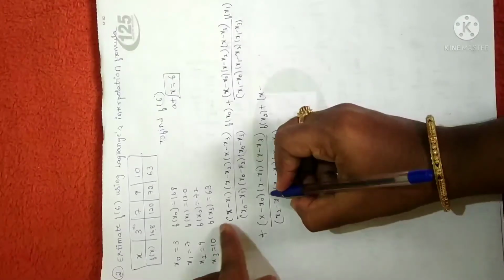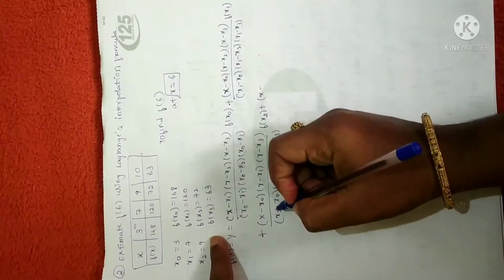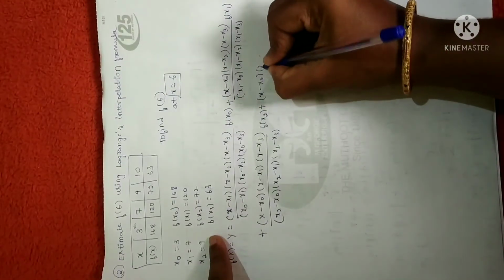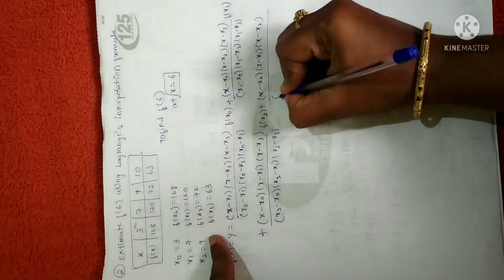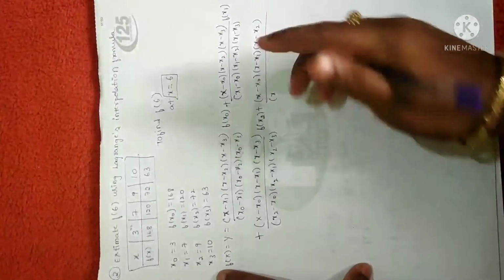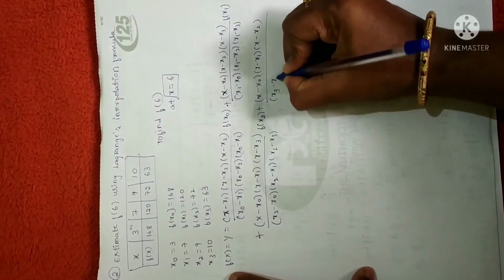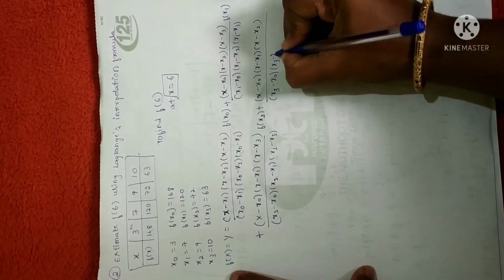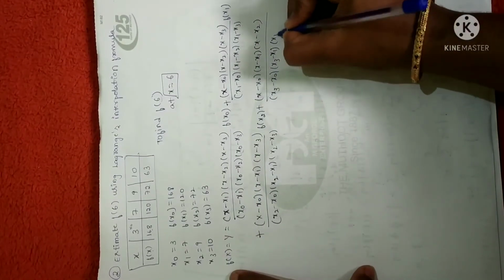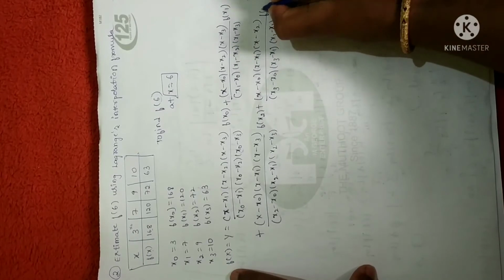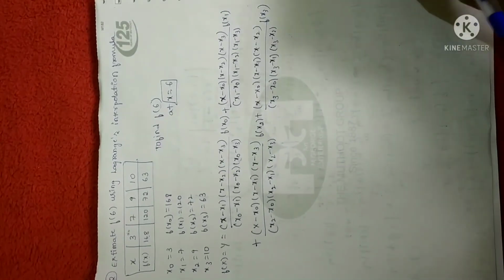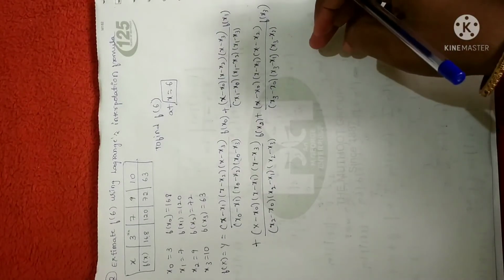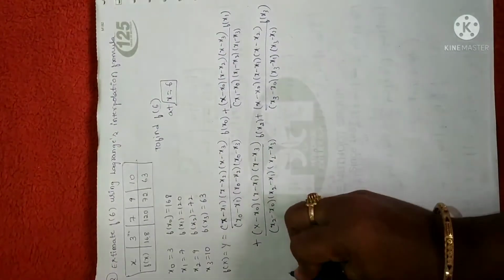Plus, next x as it is minus, what is the value? The last value, that is x3, you have to leave. So x minus x naught, x minus x1, x minus x2 divided by, next what is the left value? x3. So you have to replace x with x3: x3 minus x naught, x3 minus x1, remaining is the same, x3 minus x2 into f of x3. Clear? So this is the Lagrange interpolation formula for 4 points. Now we have to substitute all the values.